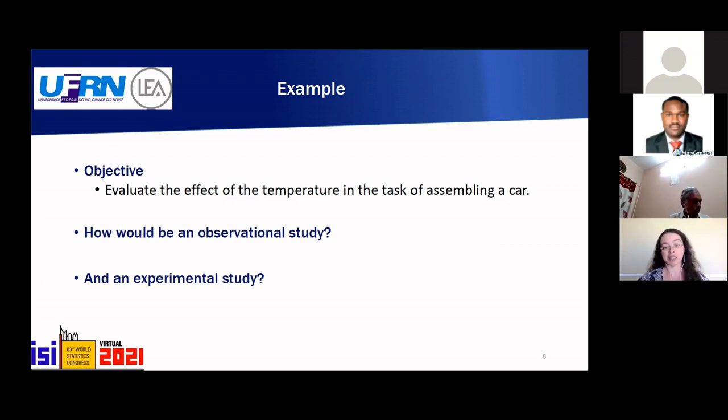In an observational study, we'll just take notes of the temperatures that are there at the moment that we are going to observe. So we have some differences. When we are doing an experimental study, we have this control. We can choose the temperature that we want to test. But if we are in an observational study, we don't have this control. So we are subjected to the temperature that will be on the days that we are observing. So this is a basic difference between an observational and an experimental study.